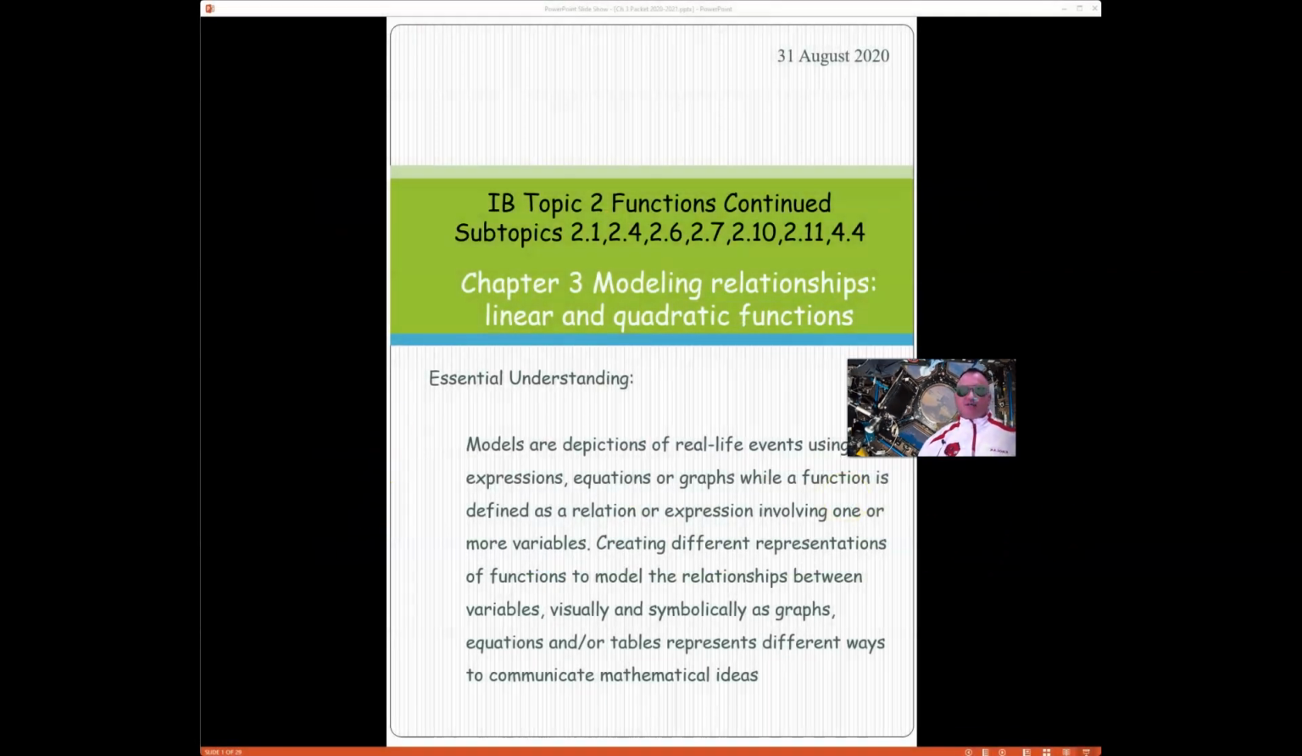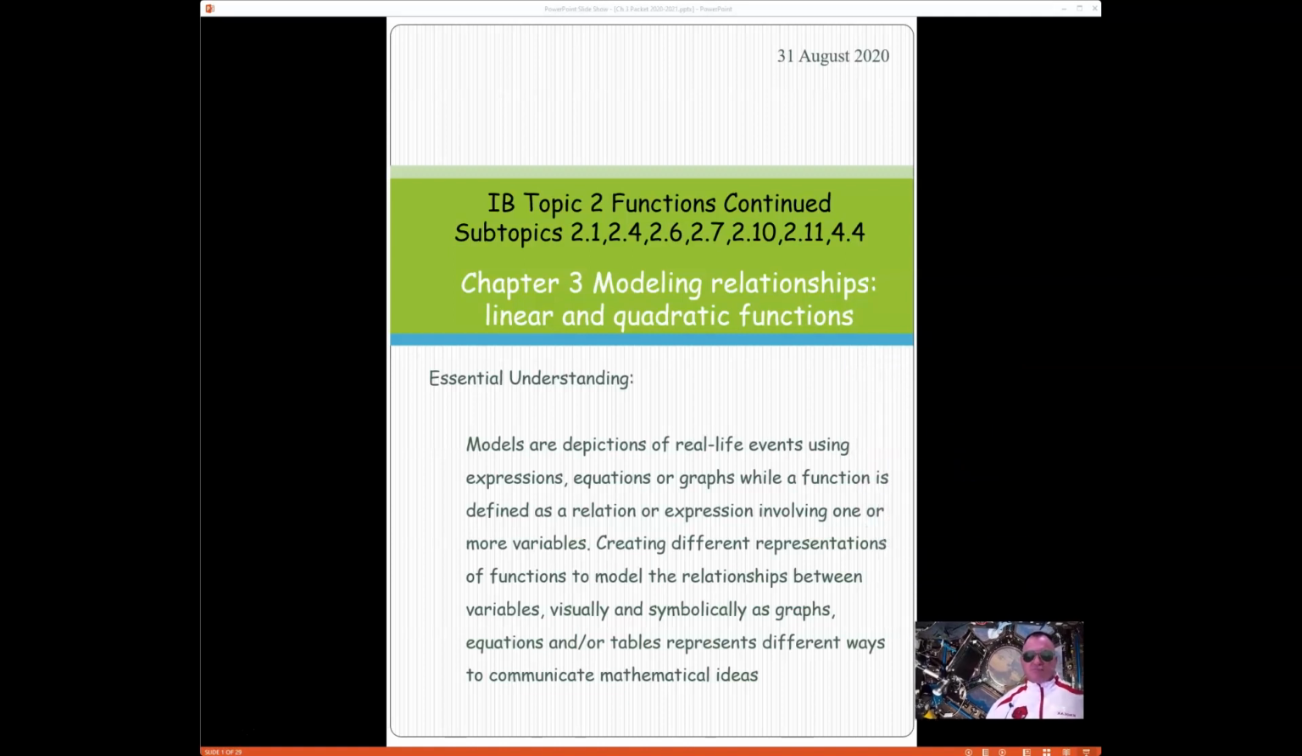This continues our study of functions. We're going to be looking at using two particular types of functions, linear functions and the second one being quadratic, to model things. Modeling is probably one of the most important applications of mathematics because it allows us to make predictions or run tests on things without actually having to do a live experiment. We can mathematically model what will happen.